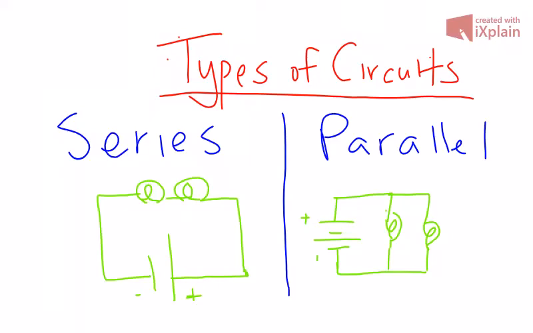Okay, guys, today's lesson is on types of circuits. The two types of circuits that we are going to learn about are series and parallel. I've taken the opportunity to draw two types of circuits. The first, on the left-hand side of the screen, is a series circuit, and the second, on the right-hand side of the screen, is a parallel circuit.